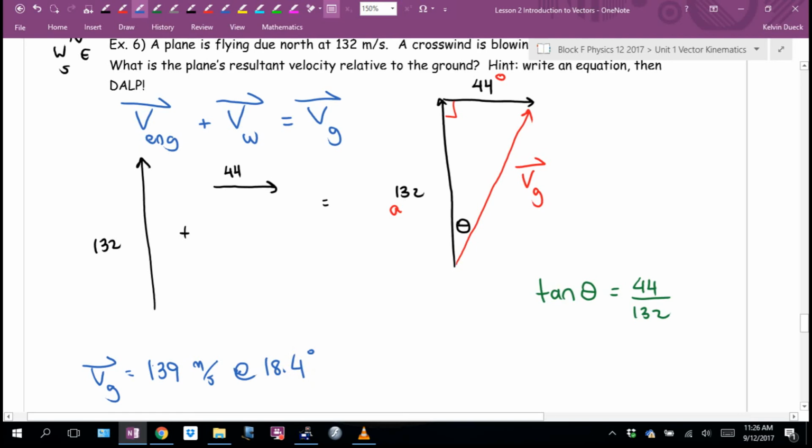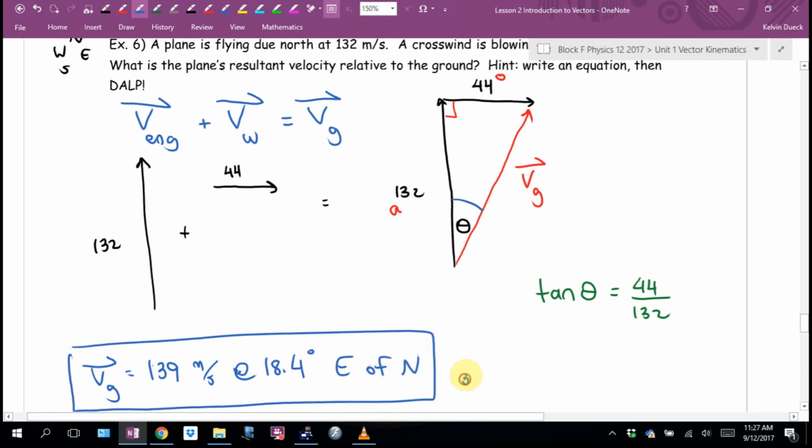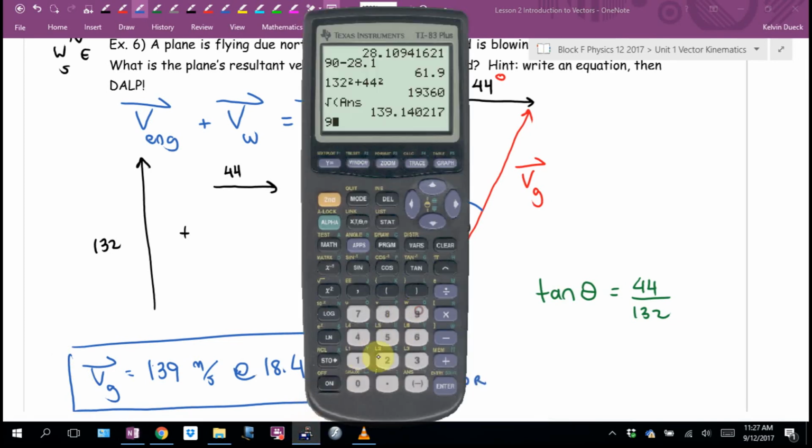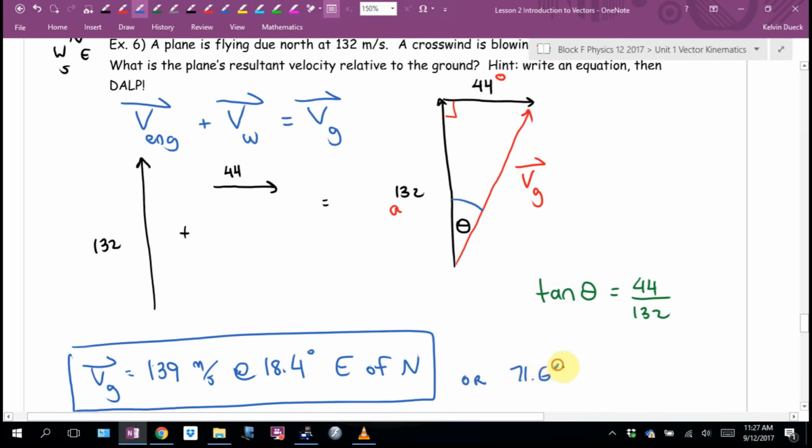North of south, east of west, what of what? Or 90 minus 18.4, 71.6 degrees north of east. That's what you would get if you drew the 44 first, and then you went the 132 up. That'd be this angle down here, which isn't in my diagram.